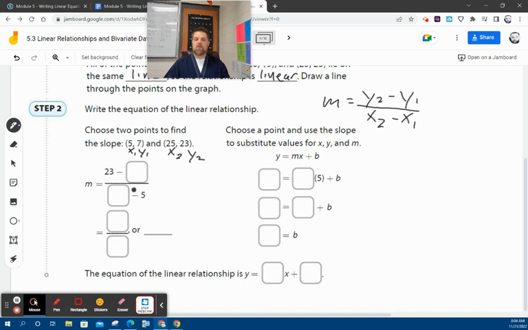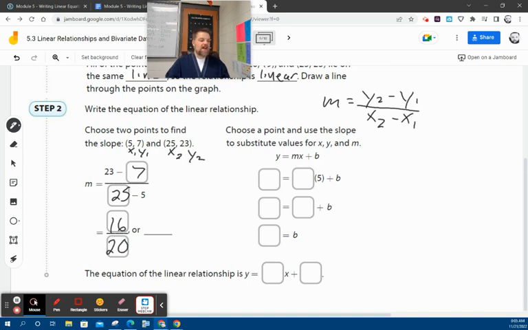What's y sub 1? What do I put in here? 7. And what goes here? 25. Good job. All right. Now remember, you guys are participating, but no shouting out names. It's a pain, I have to edit it out. So what's 23 minus 7? 16. Okay. What's 25 minus 5? Maybe that'll be easier. 20.